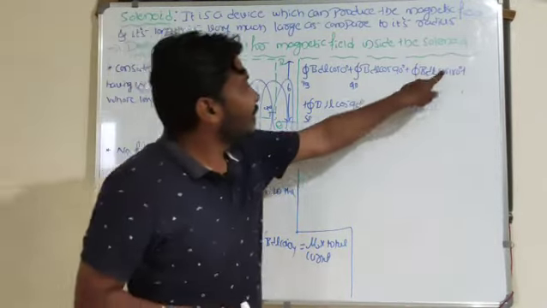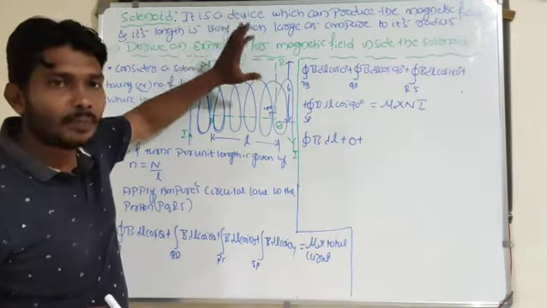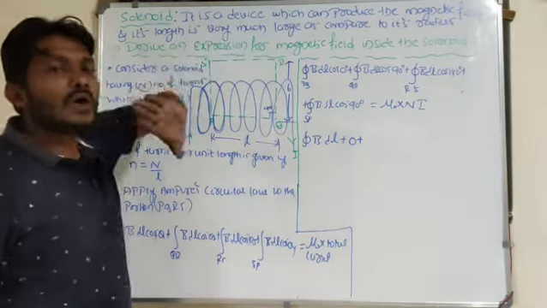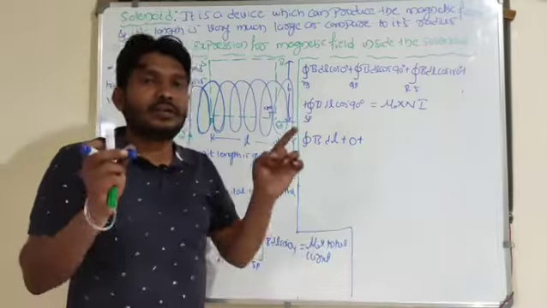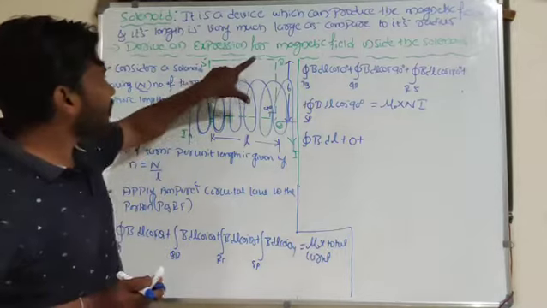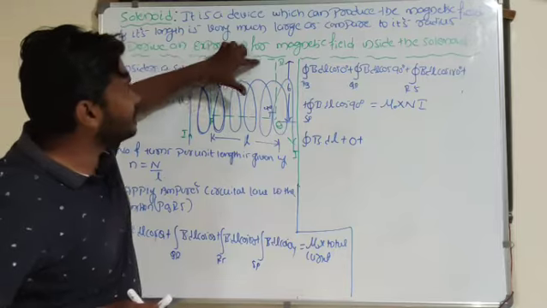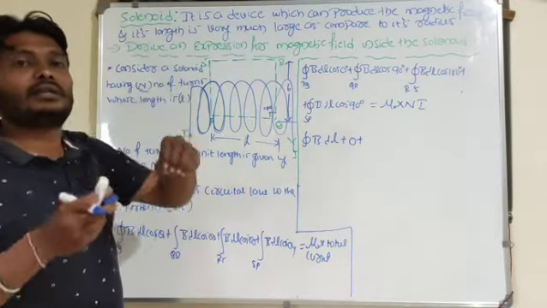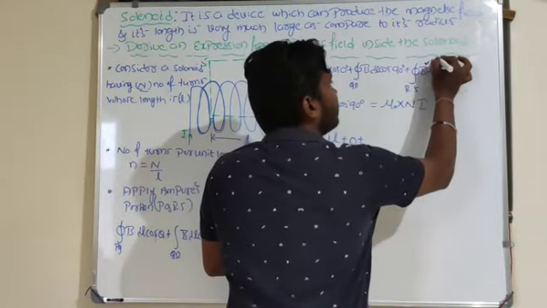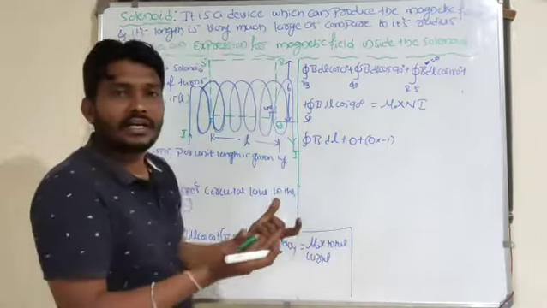The region RS is outside the coil. Did you get my point? Outside the coil there is no magnetic field. I will get magnetic field only inside the coil. So if there is no magnetic field, B value is 0 here. If B value is 0, then 0 into minus 1, you will get it as 0 only.